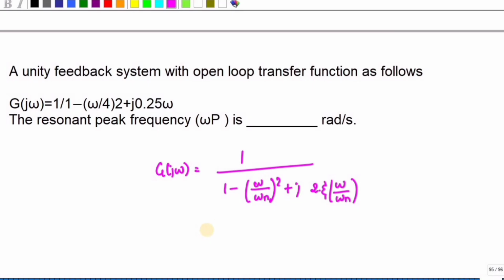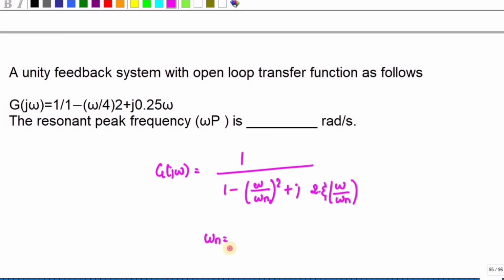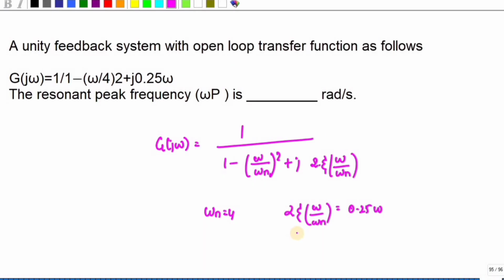So from this I can take omega n is equal to 4 by comparing the above equation. So 2 damping ratio into omega divided by omega n is equal to 0.25 omega. So omega gets cancelled out. If I substitute 4, I will get 0.5 damping ratio is equal to 0.25. So damping ratio is equal to 0.5.